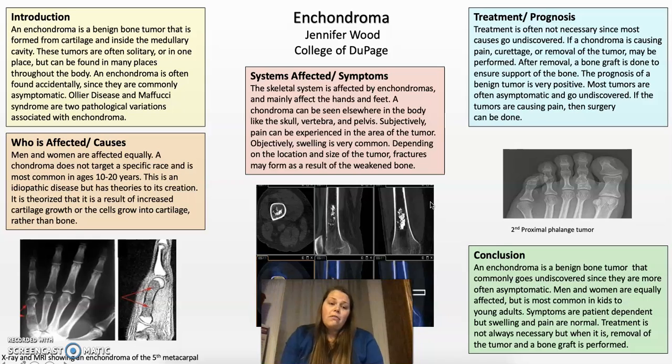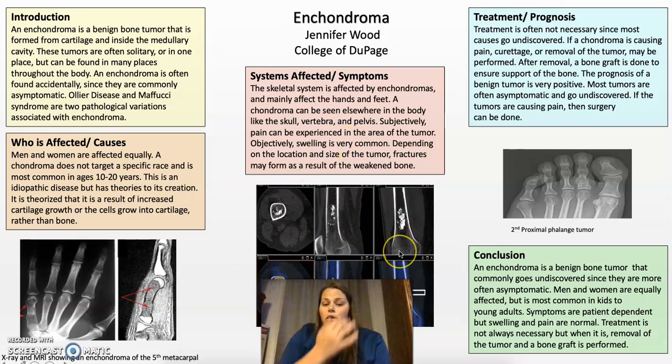The image on the left-hand side shows an x-ray next to an MRI showing an enchondroma of the 5th metacarpal. You can slightly see it on the x-ray, but to get a more in-depth image, the MRI was done, and we can also see if there was any soft tissue affected as a result of the enchondroma.